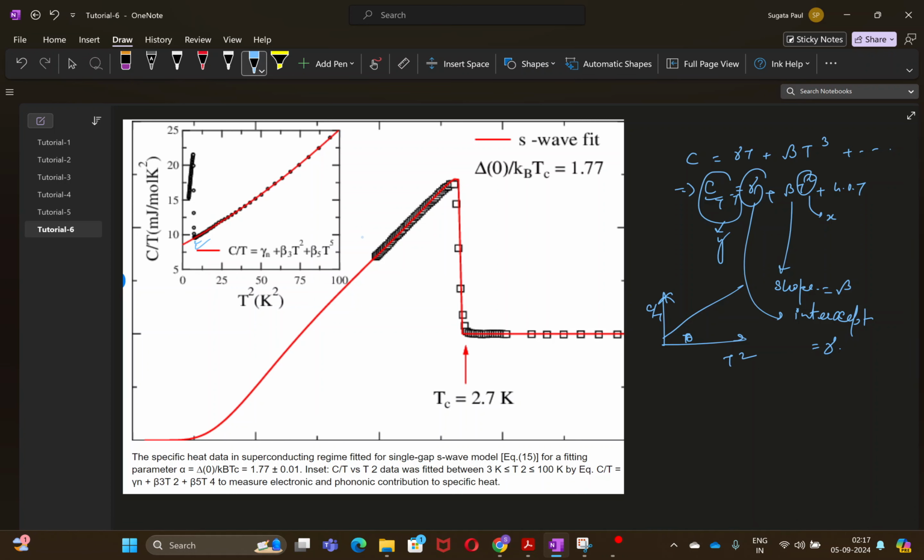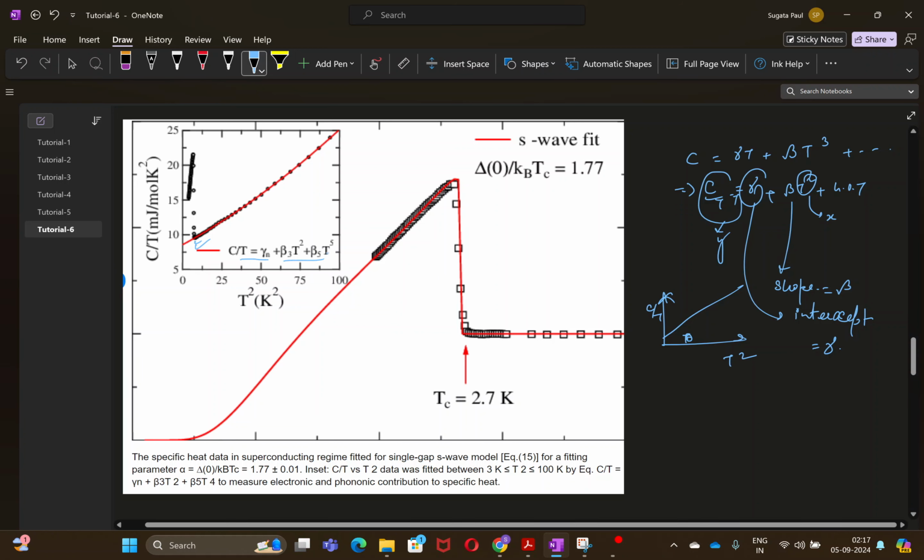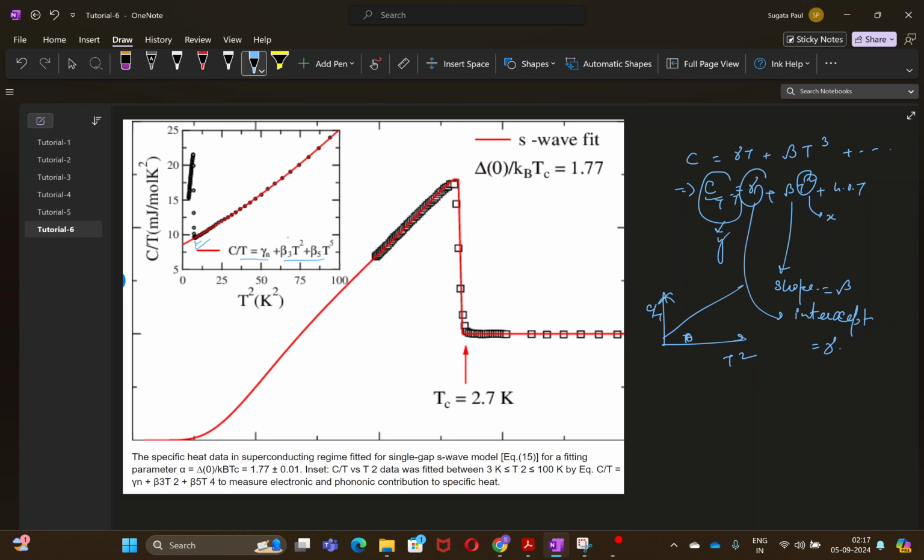So this red line is a fit with the expression C by T equal to gamma plus beta 3 T square plus beta 5 T to the power 5. That means it is a generic structure of specific heat having all the electronic, lattice contribution and the higher order terms, and the experimental data fits with the form very nicely.